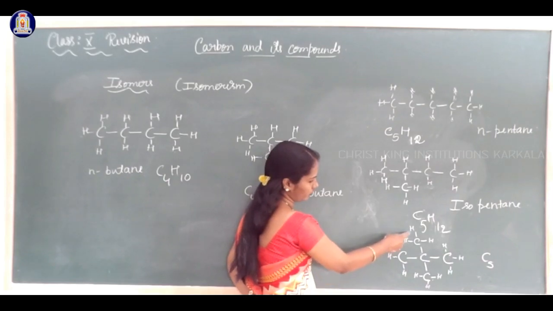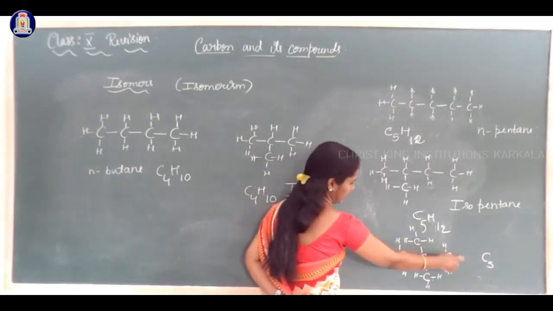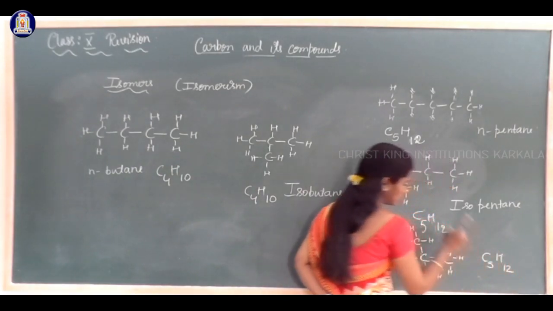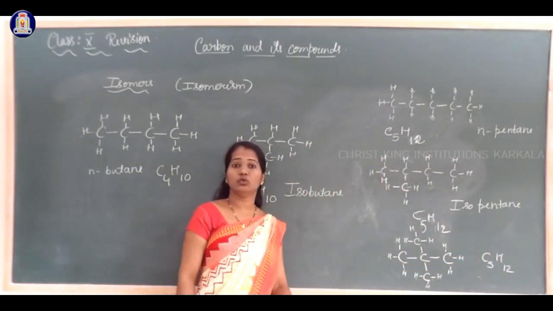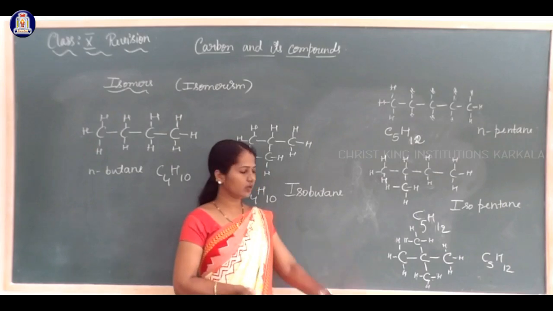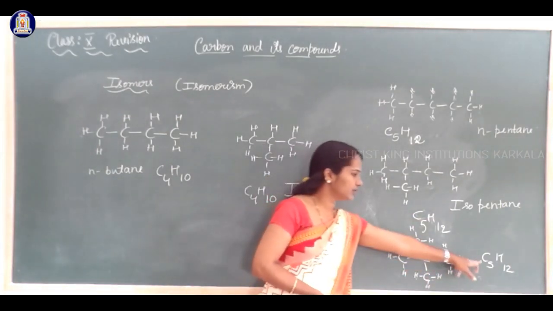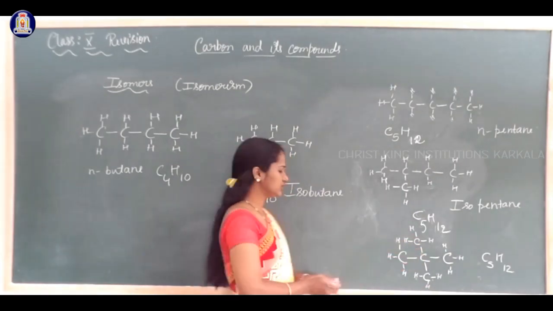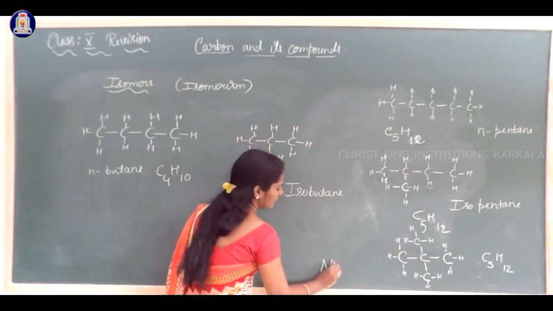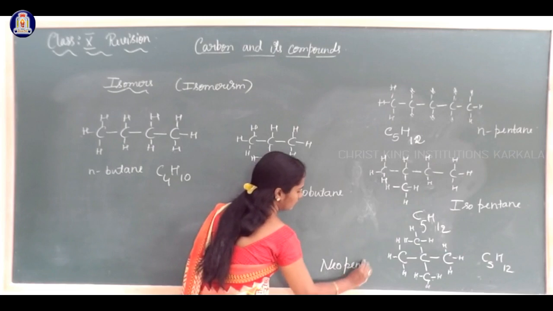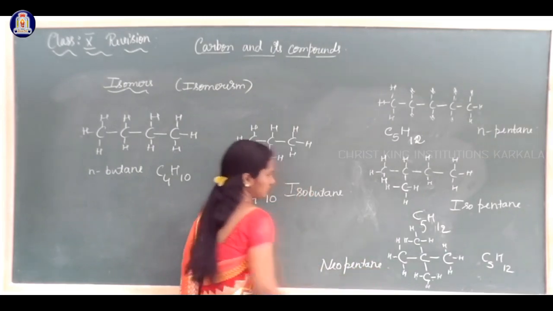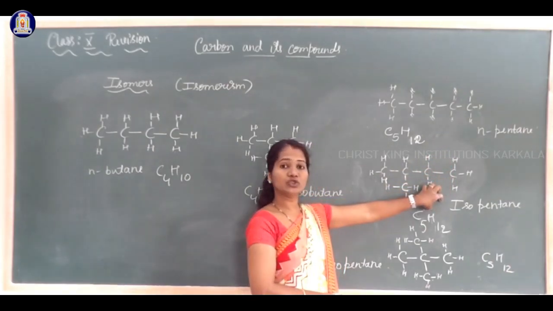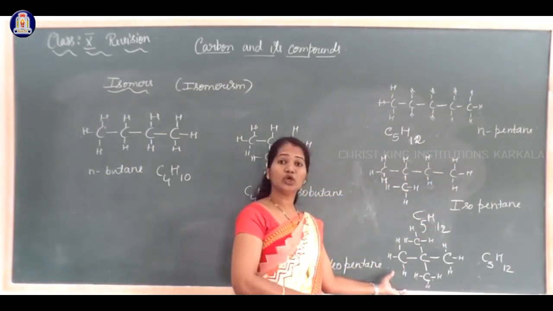1, 2, 3, 4, 5, 6, 7, 8, 9, 10, 11, 12. Even if you miss a single hydrogen, you won't get marks, you will get 0 mark. So there are 5 carbon atoms, 12 hydrogen atoms. The name of this compound is called neopentane. This is normal pentane, this is isopentane, this is neopentane.